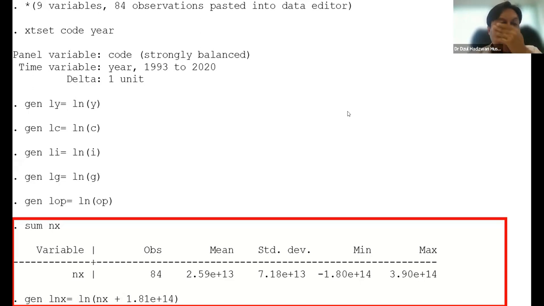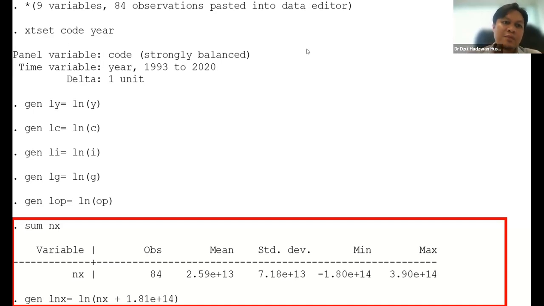So the first thing that you need to do is import your data into Stata. Okay, the Stata, and then we get this: nine variables, 84 observations. I paste it into the data editor. And then after that, you need to type this xtset code and year. Once you type this command, you will have this. So this is the character of your data set, either your data set is unbalanced or balanced in nature.